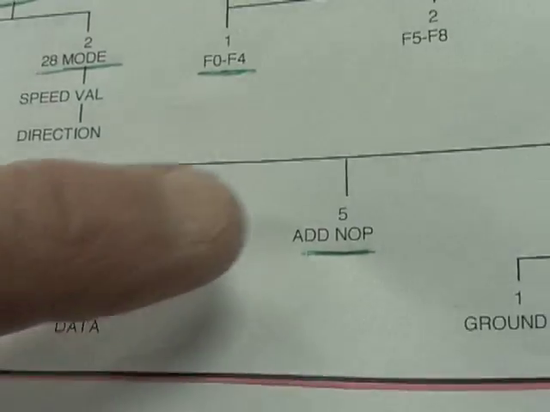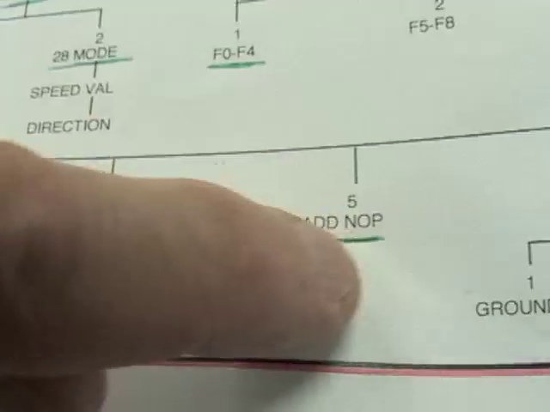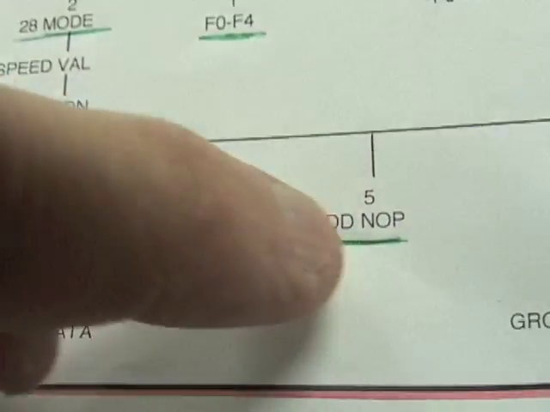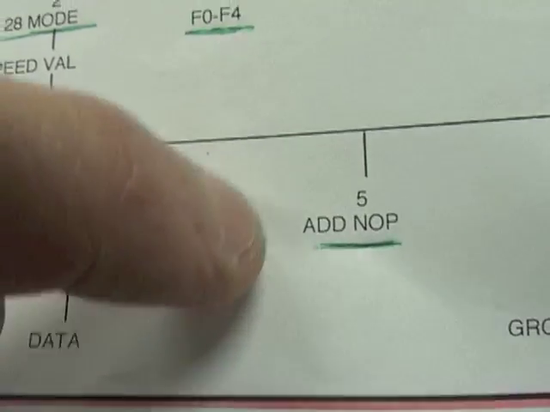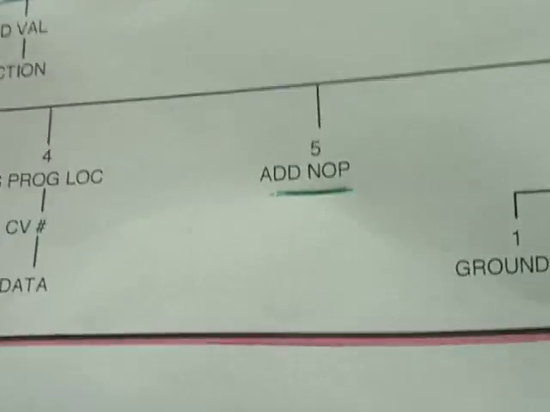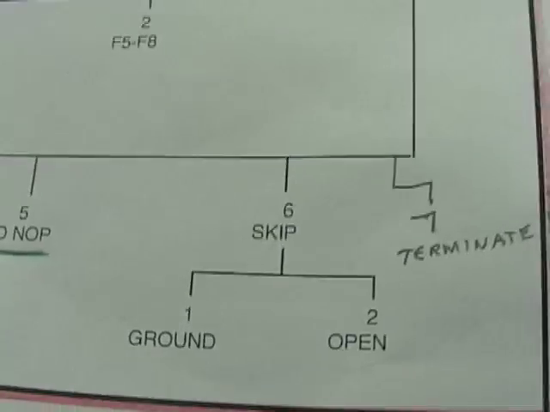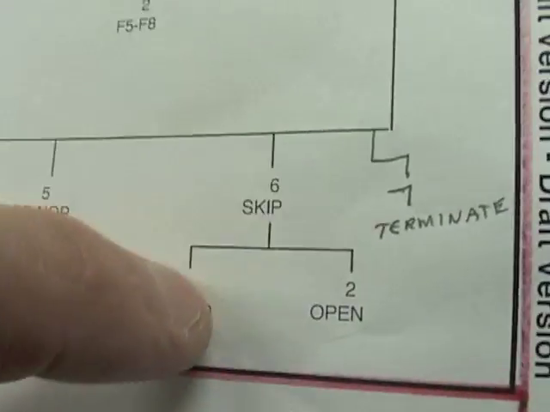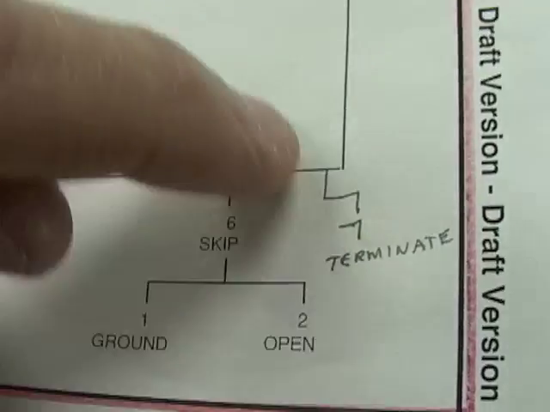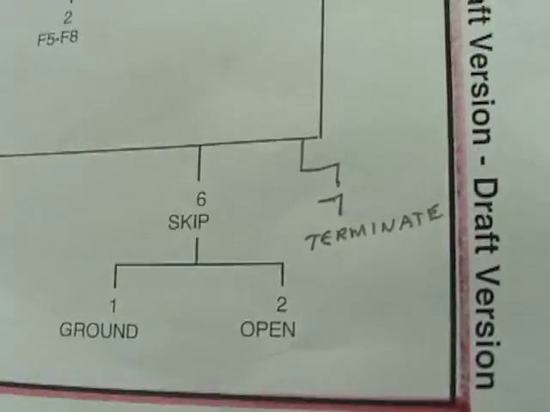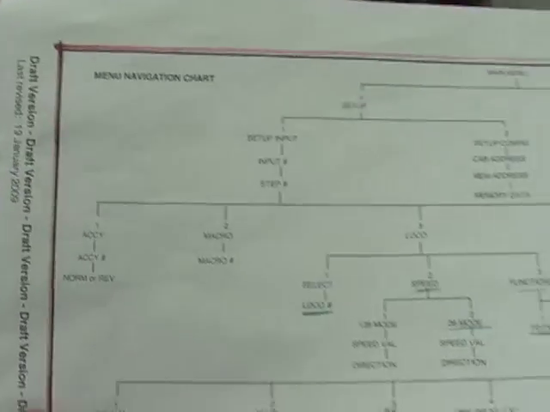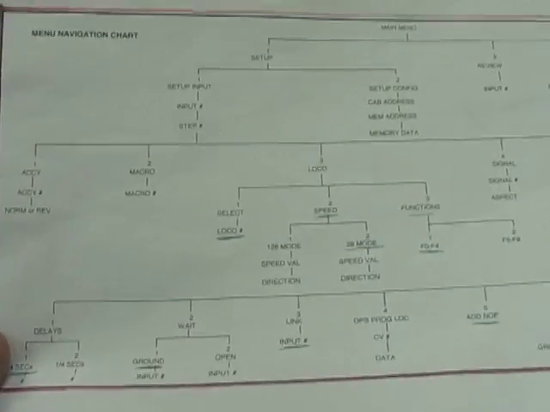Add a no-op, that's basically if you want to just fill a space with nothing, but you may want to later add a statement in there and just want to have an empty space, you can have a no-op, which is do nothing. Skip commands, I don't use this. This is more advanced, and they discuss this in the manual. Terminate just means end. If you put a terminate statement in, it'll just stop there. So these are some of the commands you can program into the mini panel using the ProCab.